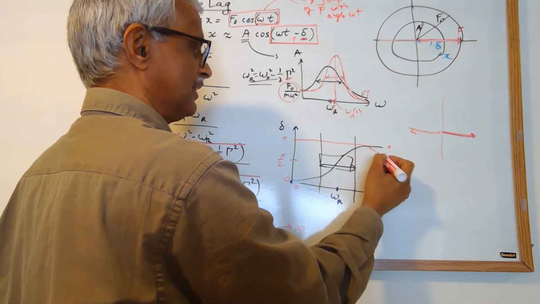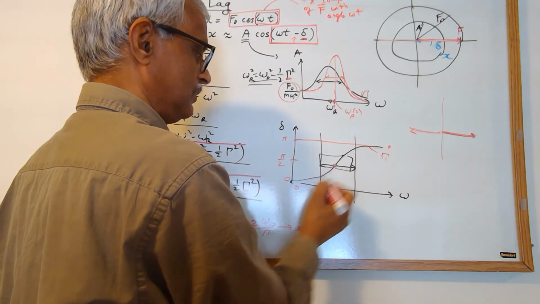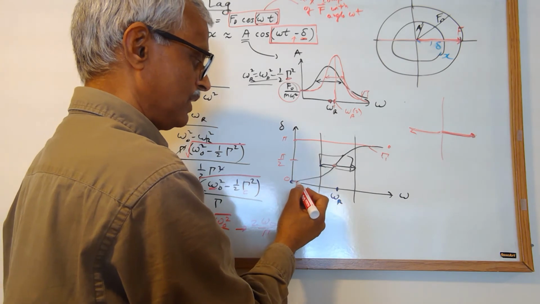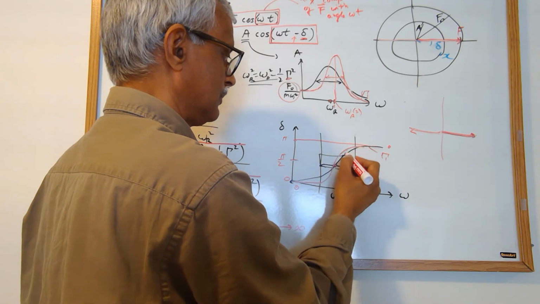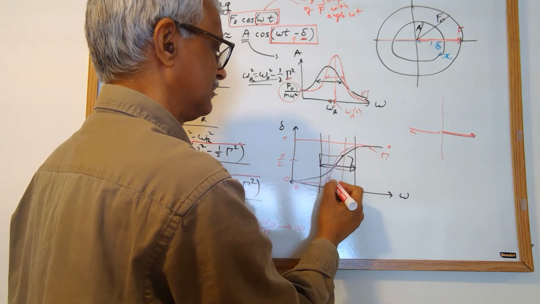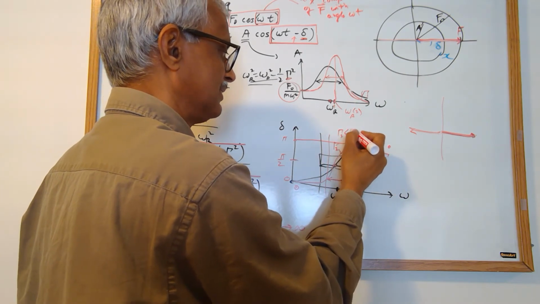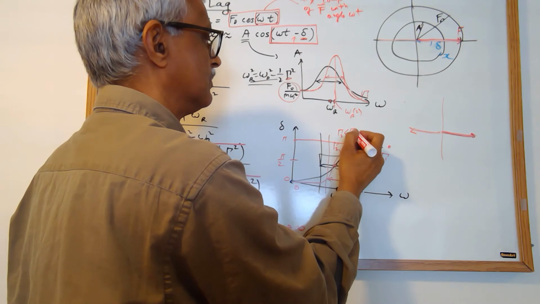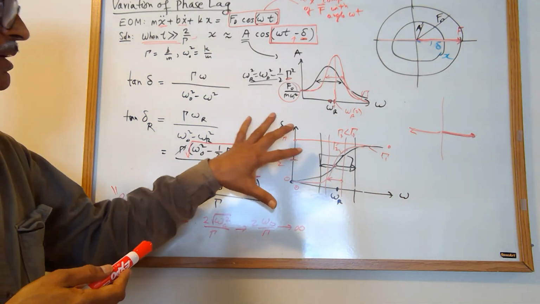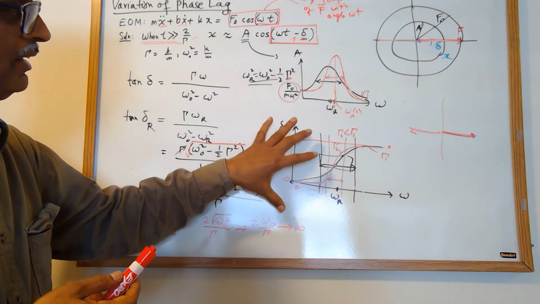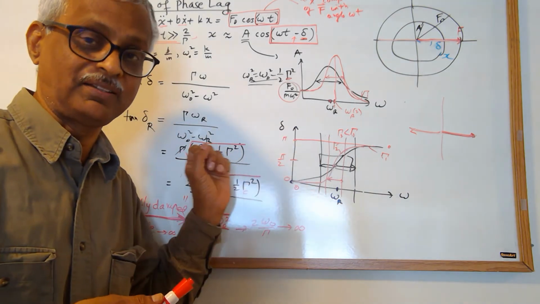If this is for gamma 1, and I do gamma 2, now the width will be less. So this is for gamma 2, and gamma 2 is less than gamma 1. You can think about this in terms of how good an oscillator it is. You might think in terms of a Q factor.